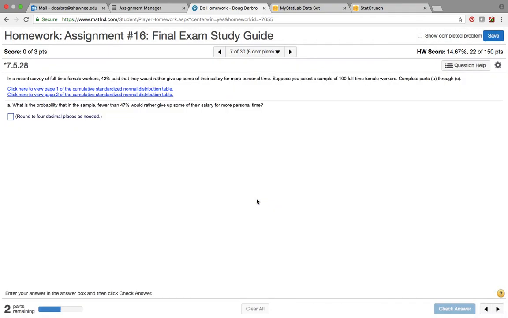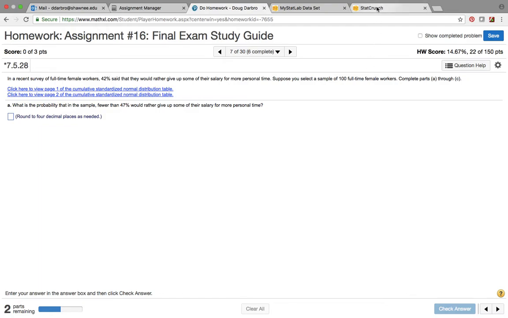Okay, question number 7. In a recent survey of full-time female workers, 42% said that they would rather give up their salary for more personal time. Suppose you select a sample of 100 full-time female workers, complete parts A through C. So what is the probability that in the sample fewer than 48%, I'm sorry, fewer than 47%.